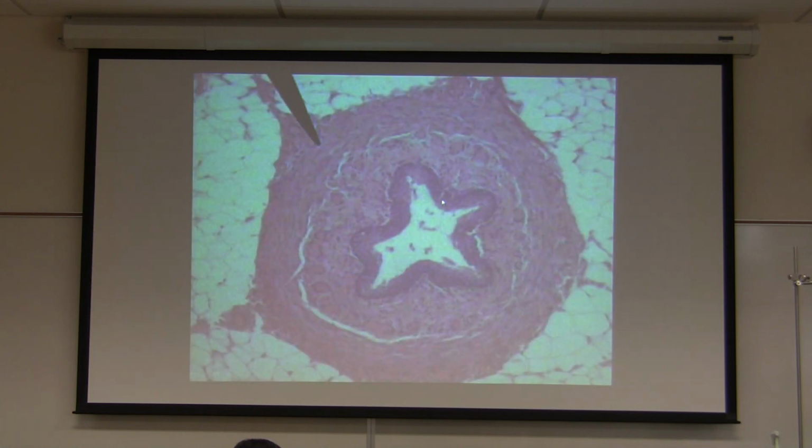Let's look at it at high magnification. Here is a high magnification. These are all muscles, and from here to here is connective tissue. What are these, do you think? Adipocytes, yes, okay, very good.